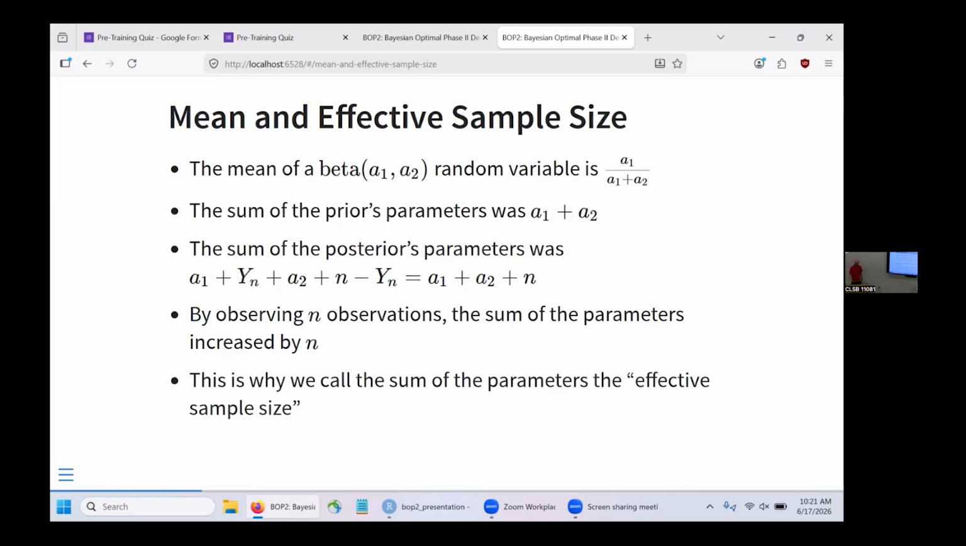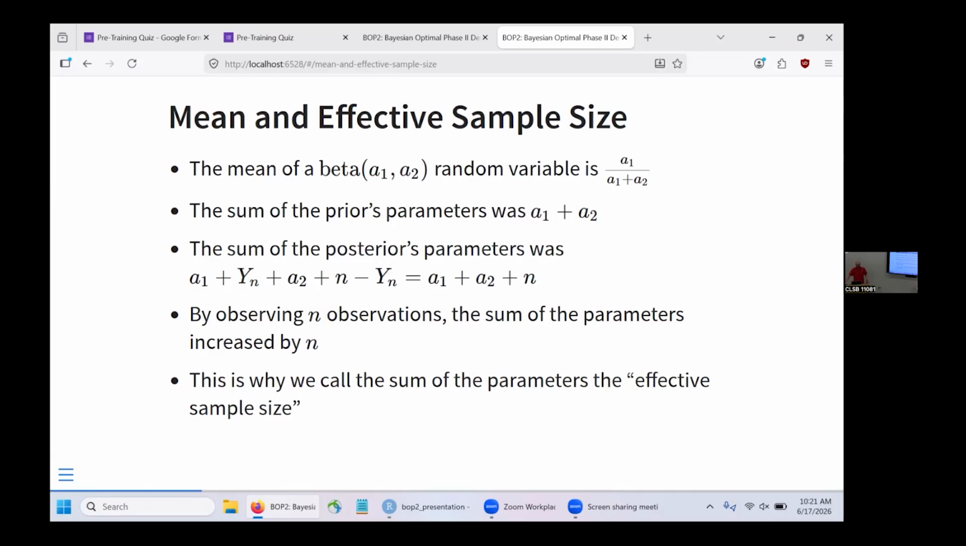And so this is why we call the sum of the parameters the effective sample size. So this is going to come up a lot. The way that it's used is when we're talking about the prior, you could argue that we want the effective sample size to be low because we haven't actually collected any data yet. So we would want the sum of the parameters to be small. That's one way to think about what a good prior is. And then we'll collect data, that will be our N, and that will increase the sum of the parameters, and we're increasing our effective sample size.